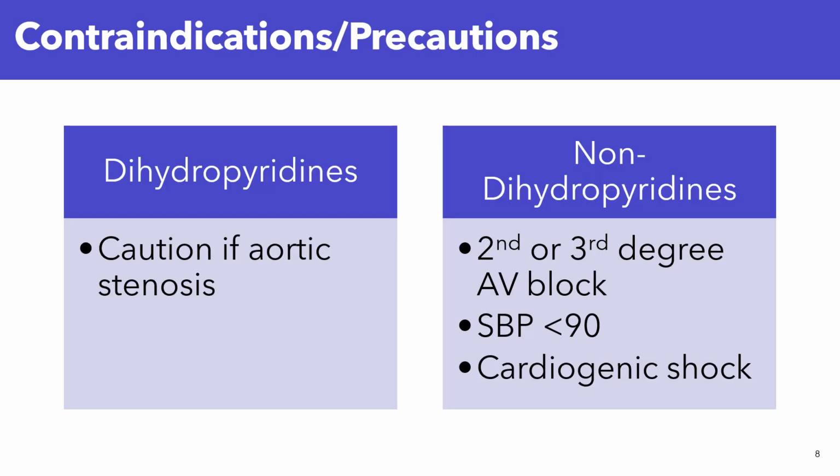Some contraindications and/or precautions when it comes to calcium channel blockers. For dihydropyridines, caution if aortic stenosis. For non-dihydropyridines, second or third degree AV block, if systolic blood pressure is less than 90, or if cardiogenic shock.